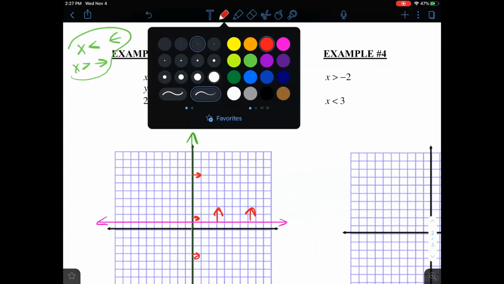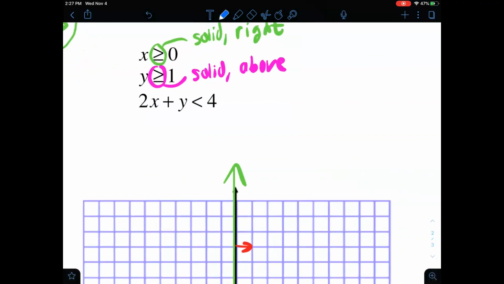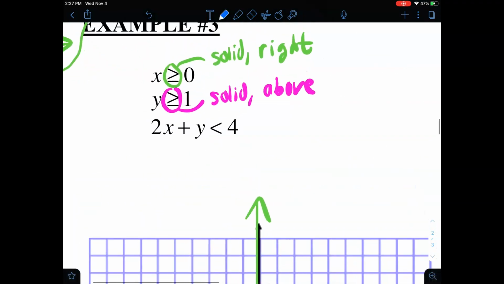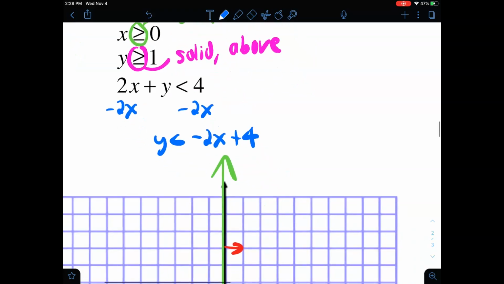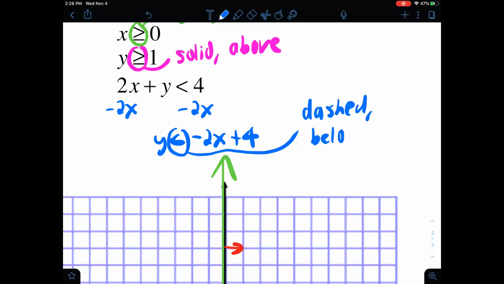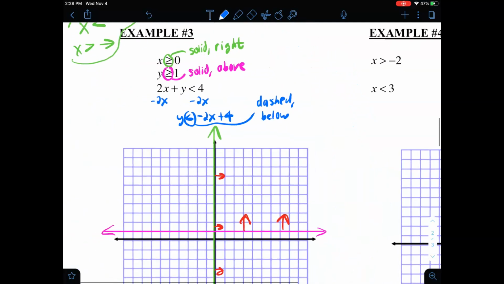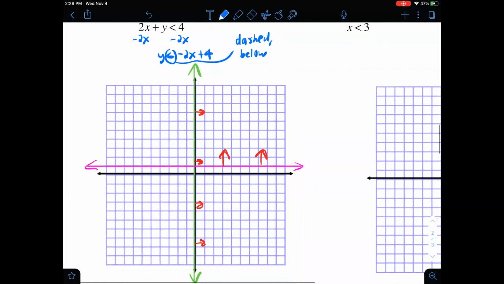Okay, and the last equation we have to solve for y, we have to get y by itself. So how do we get y by itself here? We need to subtract 2x. We get y is less than negative 2x plus 4. Is that going to be a solid or a dashed line? It's not equal to, so it's dashed. And it's shaded above or below? It's below, it's less than. So we're going to graph this line, y equals negative 2x plus 4.